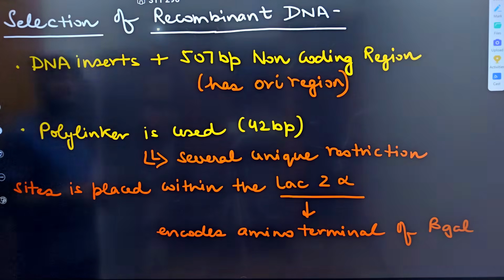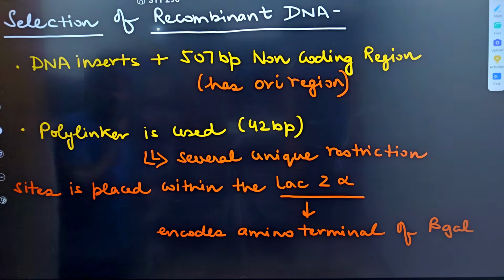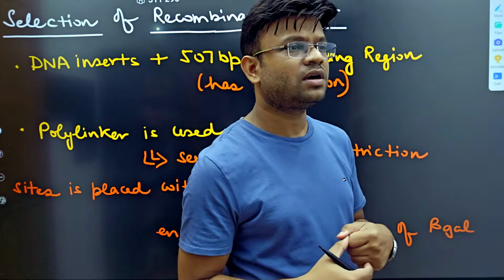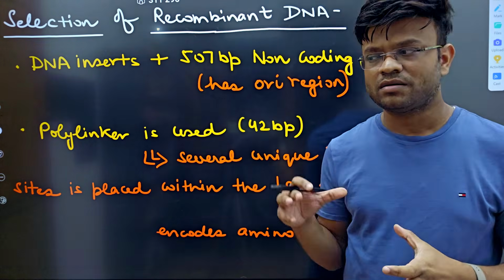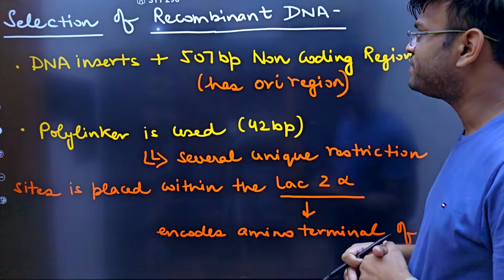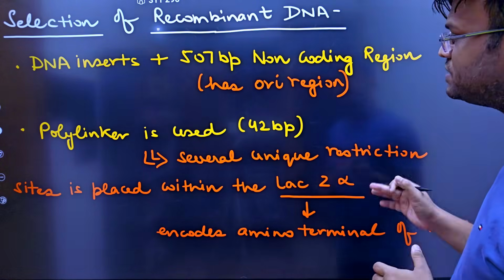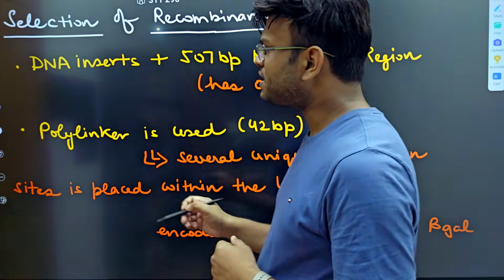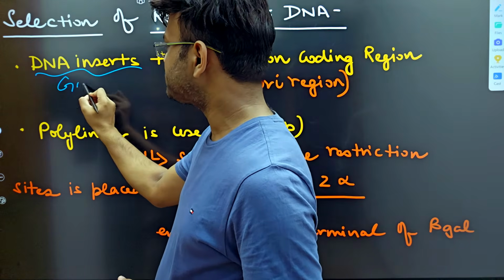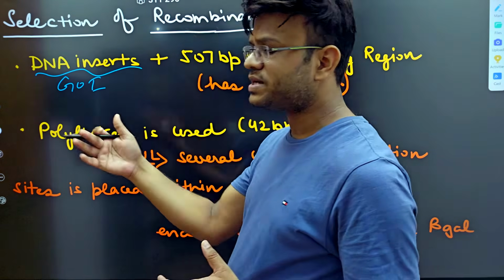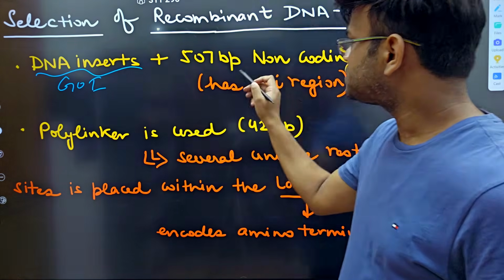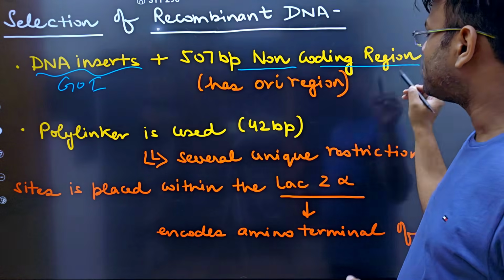Okay. Now, selection of recombinant DNA. This is very easy, and you might have read about this. We are going to talk about the blue-white screening colony method over here. So DNA inserts plus 507 base pair of non-coding region. Now understand this, that the DNA insert means the gene of interest that you want to transfer inside the bacteria. This is the DNA insert plus 507 base pair of non-coding region.